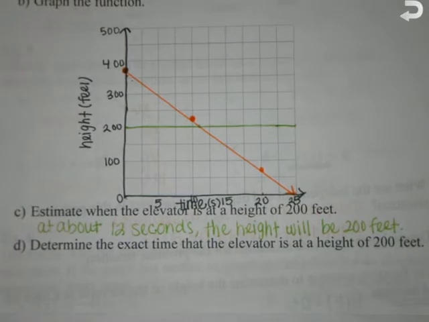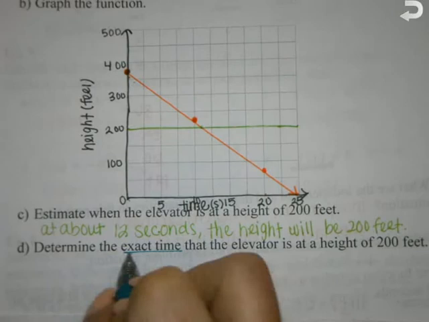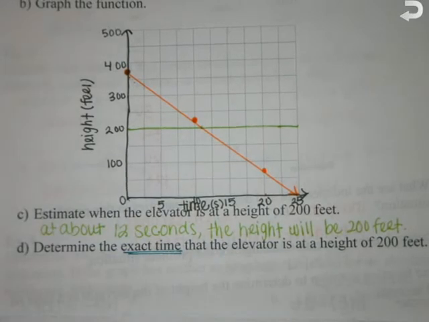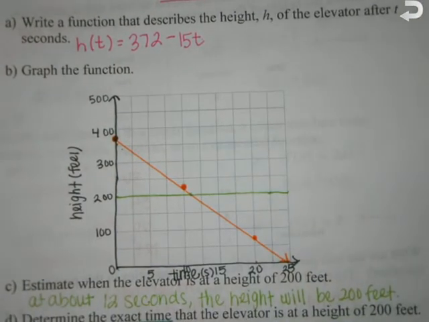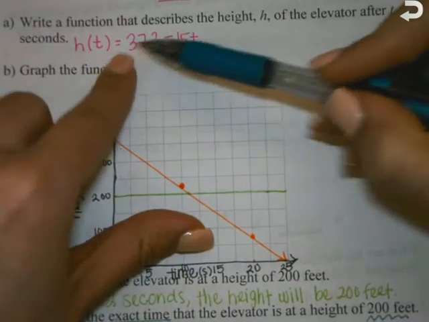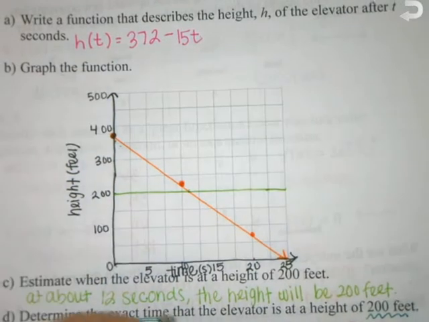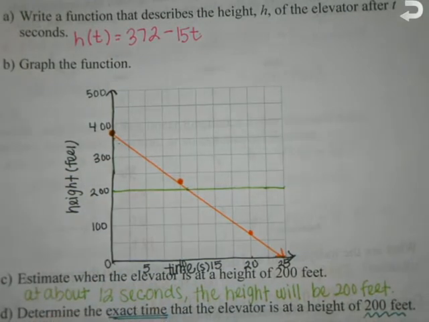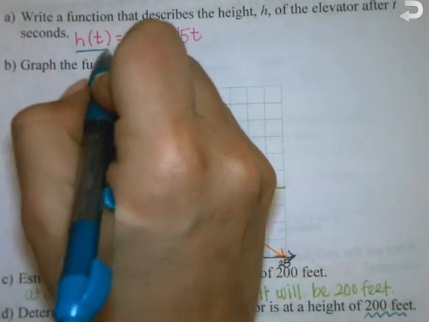And then part D says to determine the exact time that the elevator is at a height. So if we're looking for the exact time, are we going to use the graph? No, we're going to use the function, right? So where are we going to plug in 200? Are we going to plug that into the time, or are we going to plug it into the entire height? Is 200 a time, or is 200 a height? It's a height. So we're not going to replace t with 200. We're going to replace the entire h of t.